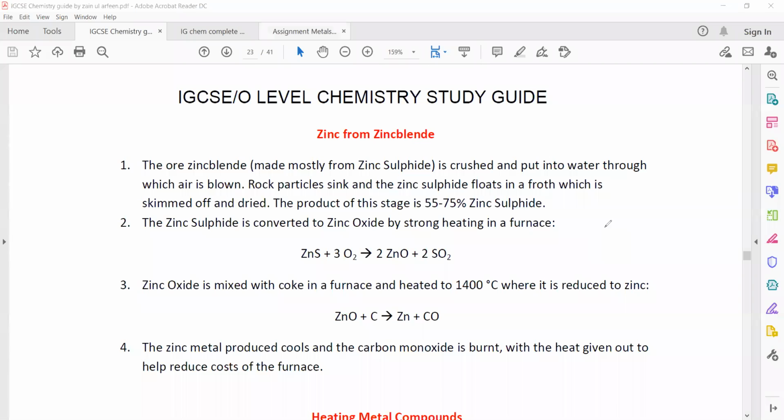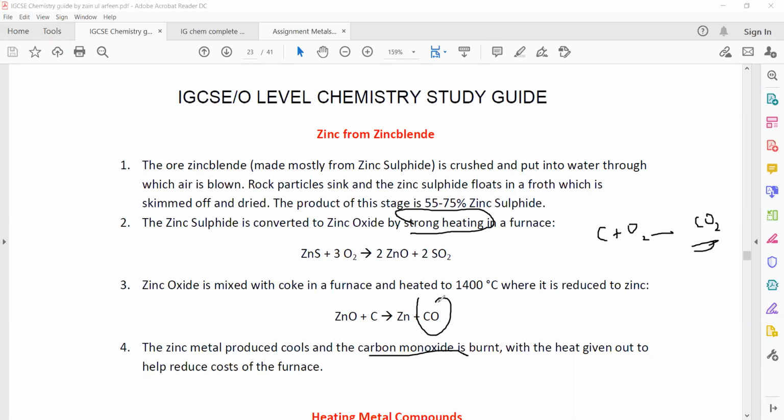When we add coke, it reacts with oxygen to give carbon dioxide. The formation of carbon dioxide is an exothermic reaction that increases the temperature of the furnace. That's how strong heating is done. The last step mentioned is that the carbon monoxide which is produced here further reacts or burns to give carbon dioxide, which further helps in reducing the cost.